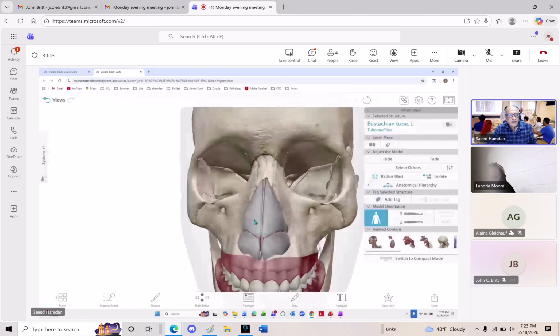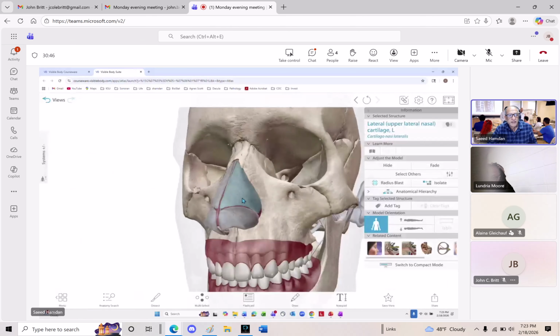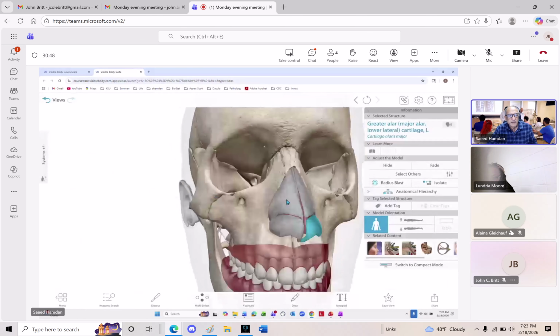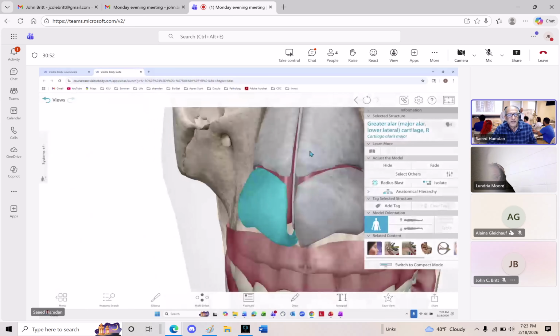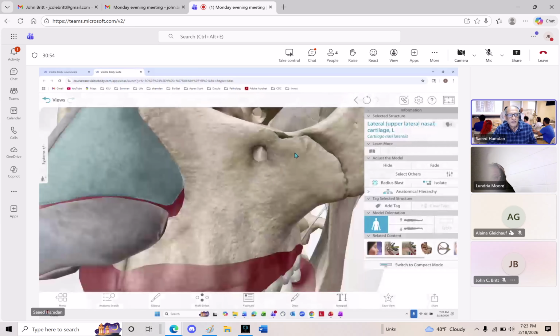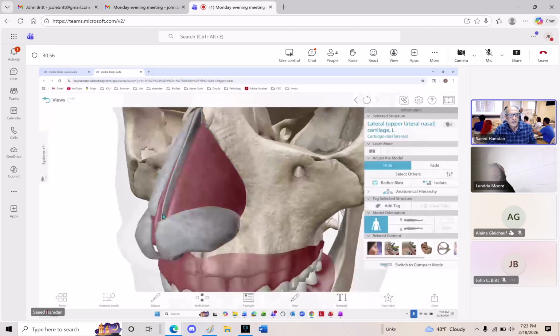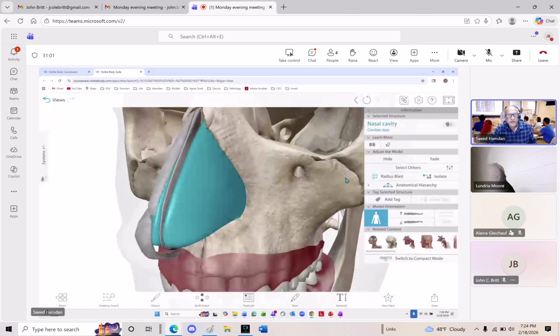So these are three cartilage. This is going to be your lateral cartilage, alar cartilage, lateral cartilage, alar cartilage, and the one in the middle. I can remove these for you to be able to see. If I hide this guy and hide this guy, this is the nasal cavity. So if I remove it, then you see the cartilage.